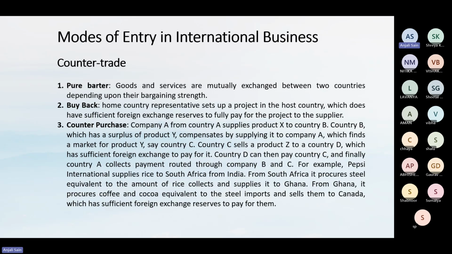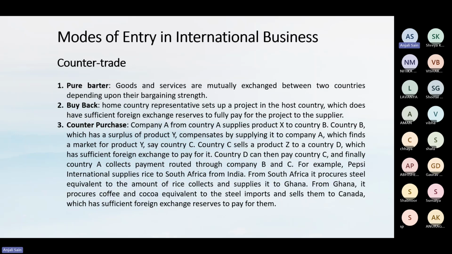Then second is buyback. Buyback में क्या है, home country representative sets up a project in the host country which has a sufficient foreign exchange reserve to fully pay for the project to the supplier. Buyback के केस में मैं क्या कर रही हूँ, मैं अपने representative को hire करके एक setup host country में बना रही हूँ. Home country representative sets up a project in the host country. ठीक है, जिसके पास sufficient reserves होंगे to pay off for my project.